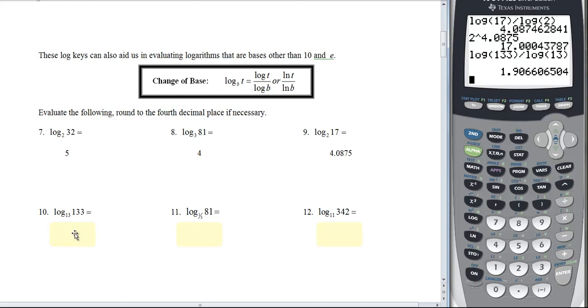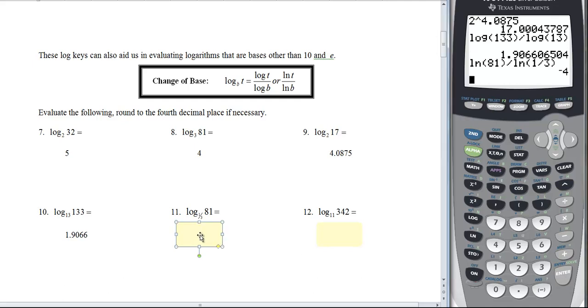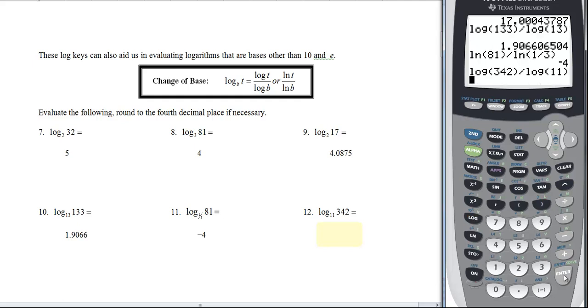1.9066. Natural log 81. Number goes numerator, divide by ln of base. Negative 4. Last one. 2.4333.